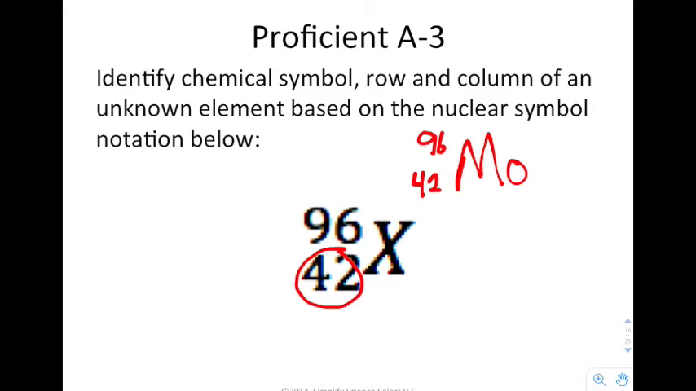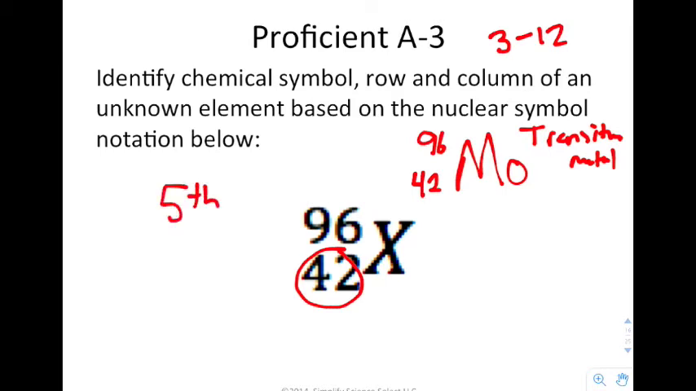Now, it doesn't actually matter exactly what column molybdenum is in because it's in the 3 through 12 region, which is going to classify it as something called a transition metal. So even though we don't necessarily need to specify exactly what column it is, we know it's in the 3 through 12, so it's a transition metal. And we can also identify it as being in the 5th period because it's in the 5th row down.